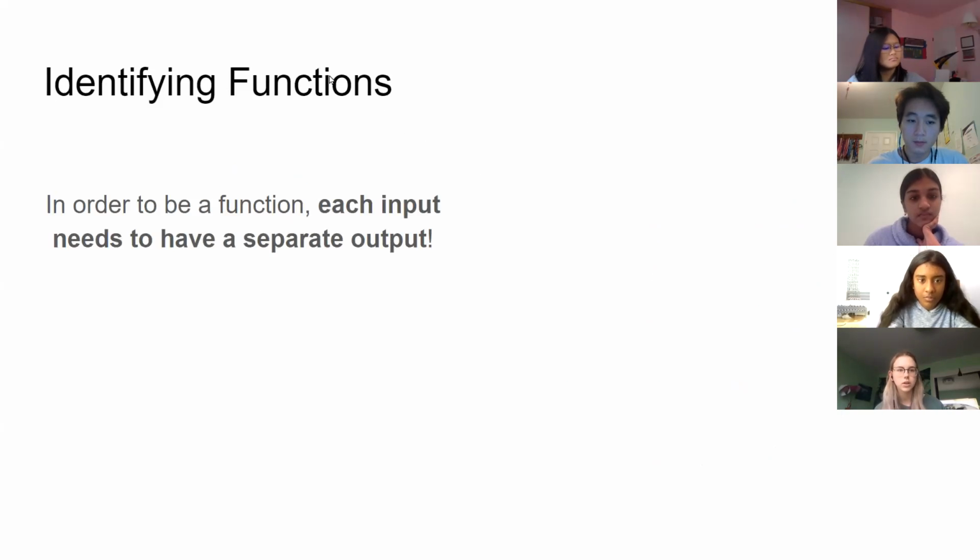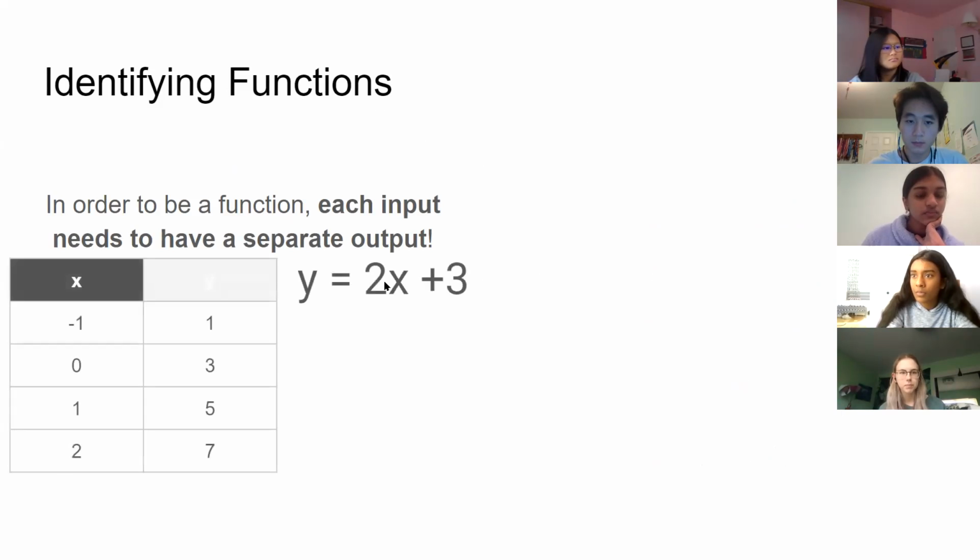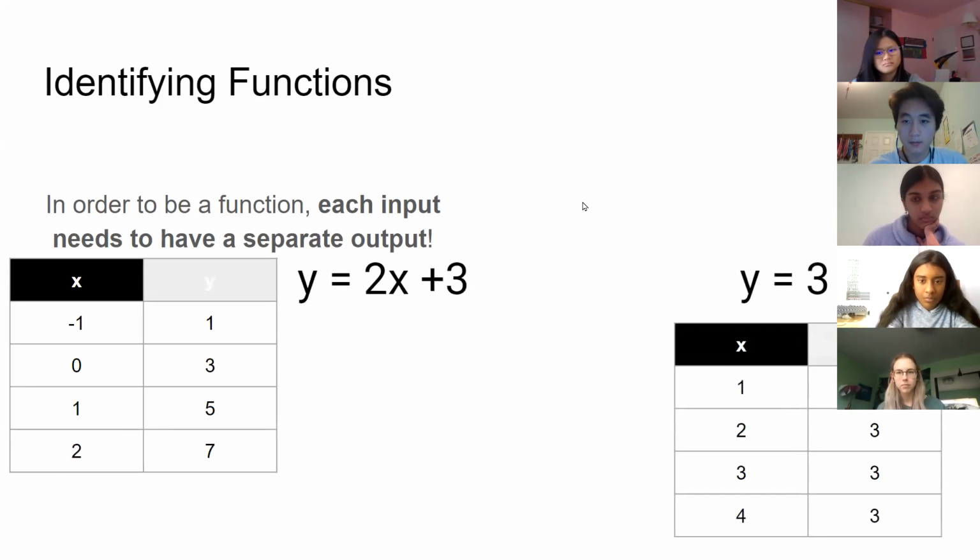Identifying functions. In order to have a function, each input needs to have a separate output. And you can see that in the table again. And then here is another one, not a function, because each input has the same exact output. They all have an output of 3. So that would not be a function.